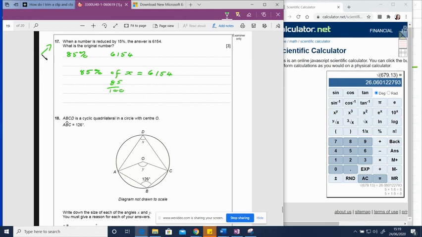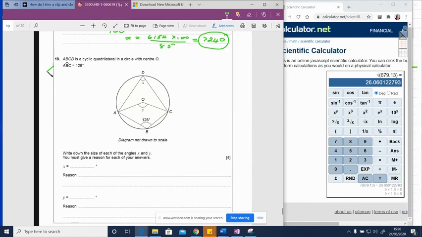So 85% is 85 over 100 times x is equal to 6154. So manipulating that, x is equal to 6154 multiplied by 100 divided by 85, which equals 7240. So the original number was 7240.